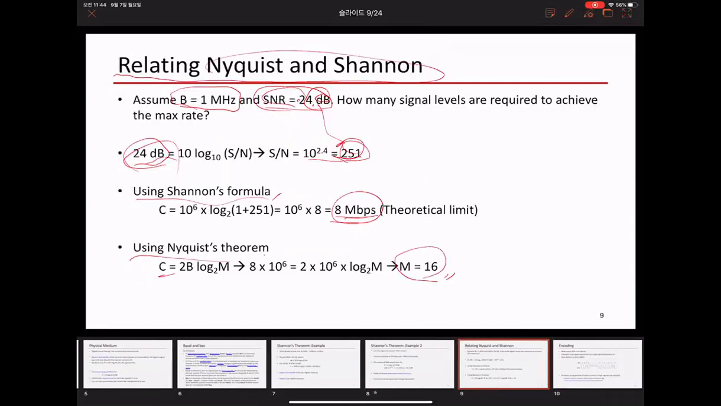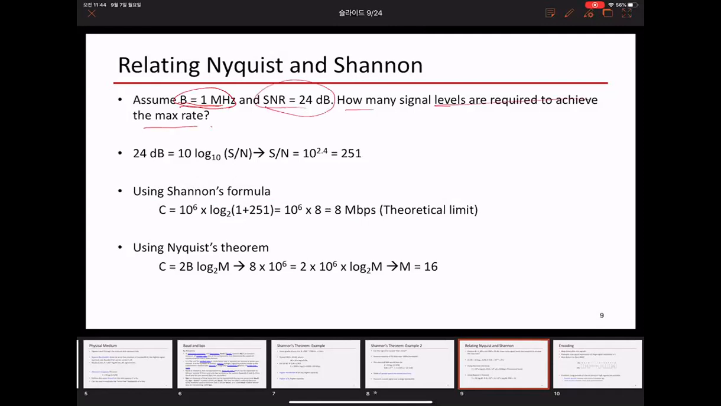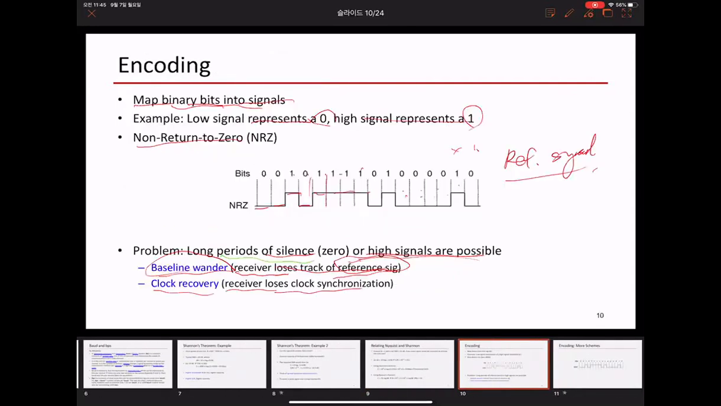So relating to Nyquist and Shannon, by practice, assume when your bandwidth is given and SNR is given, how many levels do we need to achieve the max rate? So starting from signal level in dB to the power level, and Shannon's formula, by applying all these numbers, the theoretical limit is 8 Mbps, and by using the Nyquist theorem, how many symbol levels do we need in a given network? Then we check this. When we have 16 levels, we can achieve 8 Mbps in a given network environment. Okay, we checked it.